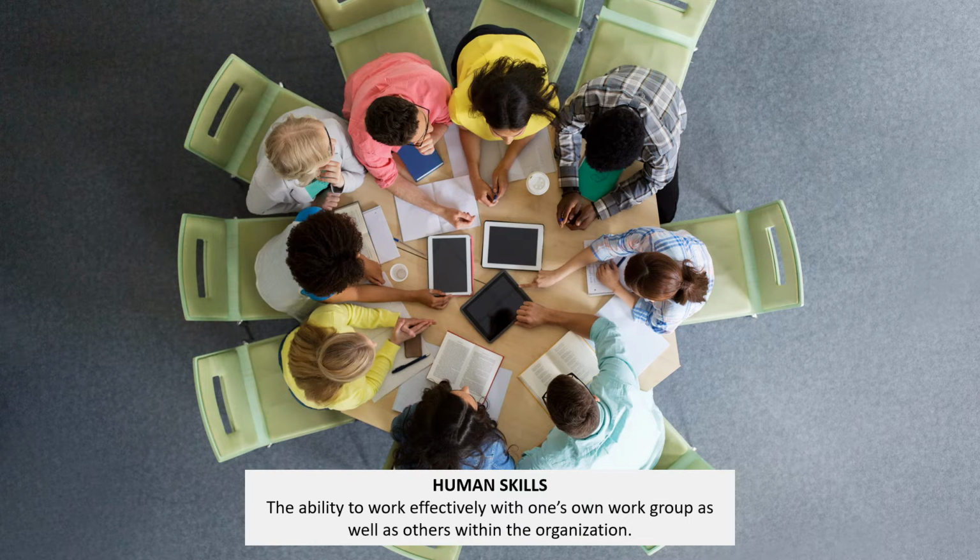The second skill that the manager must have is the human skill. Human skill means the ability to work effectively with one's own work group as well as others within the organization. As a manager, you must be able to communicate and integrate with other employees inside the organization. That's what we call the human skill. You must have the skill to communicate, to listen, to talk, and so on.